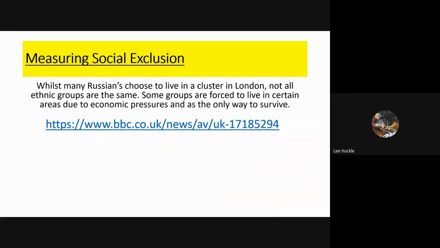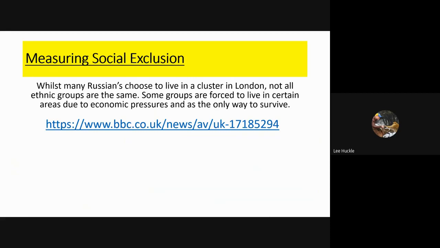What you'd have then looked at is some measures. How do you measure what we call social exclusion or segregation in cities? Now it says here, whilst many Russians choose to live in a cluster in London, not all ethnic groups are the same. Some groups are forced to live, forced segregation, if you like, in certain areas, and there's many reasons for that. Some of them are economic reasons, some of them are social reasons.